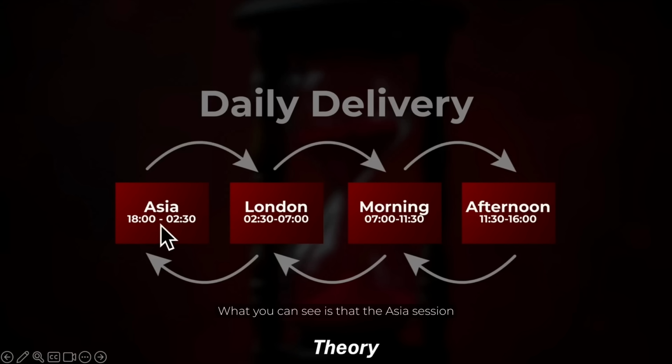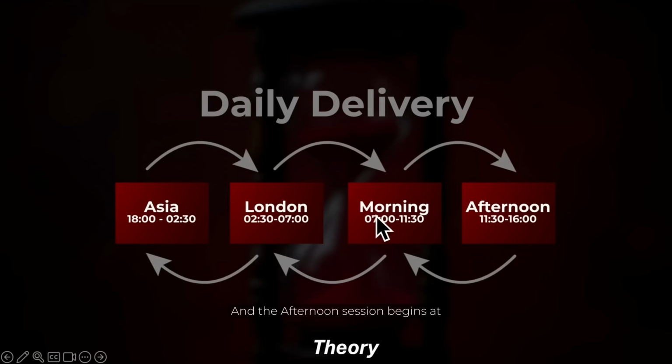What you can see is that the Asia session begins at 6 p.m. and ends at 2:30 a.m. The London session begins at 2:30 a.m. and ends at 7 a.m. The New York morning session begins at 7 a.m. and ends at 11:30 a.m.